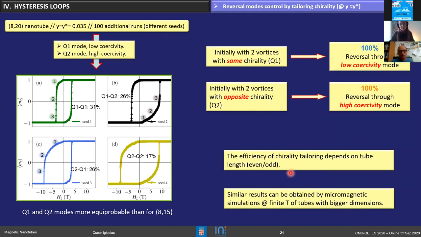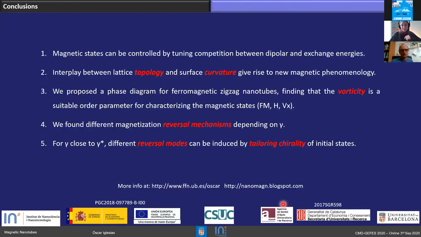So the efficiency of the chirality tailoring depends on the tube length and even on the number of layers that you have. Similar results can be obtained by micromagnetic simulations. Of course, I don't have time to show them in this talk, just to tell you that micromagnetics also agrees with the results. And I will leave the conclusions for you to read, highlighted in red, the main keywords and messages to take away.